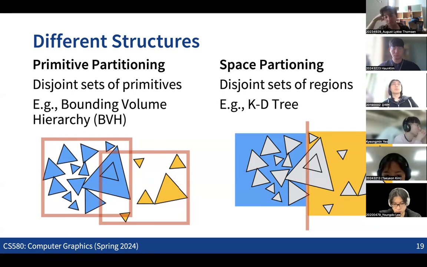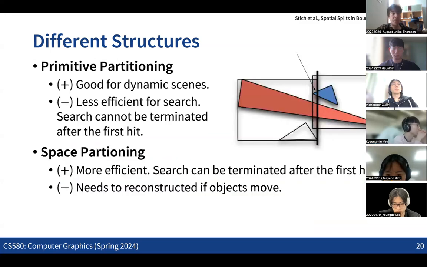So for most cases, except for some extreme cases where we have very sparse groups of primitives, it is known that space partitioning can be more efficient, in that we can terminate the search after we see the first hit of the bounding boxes.